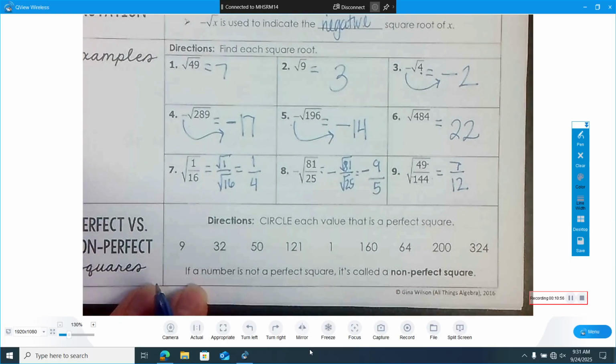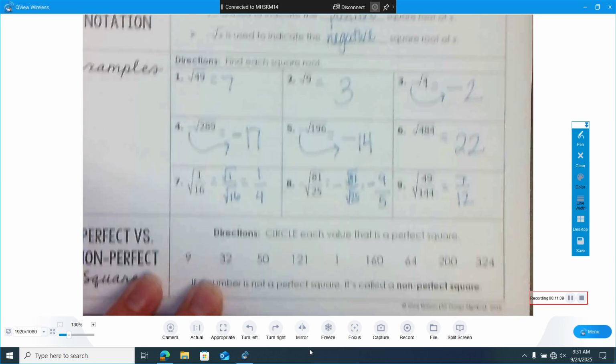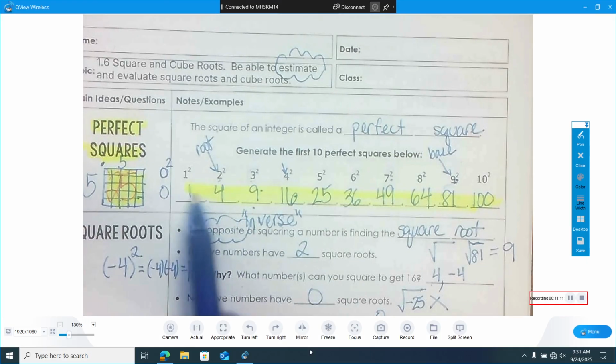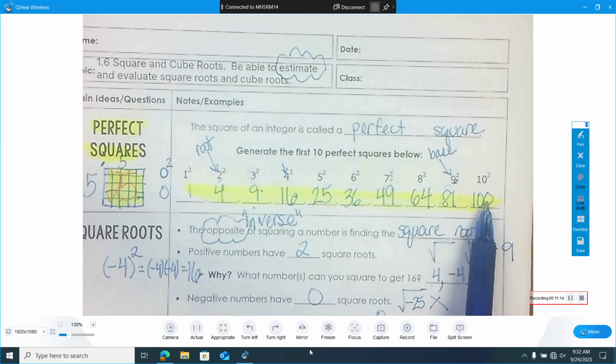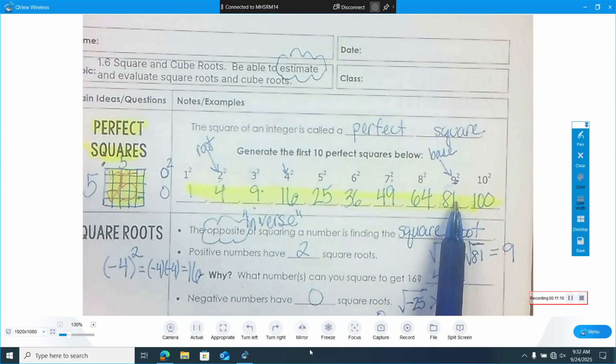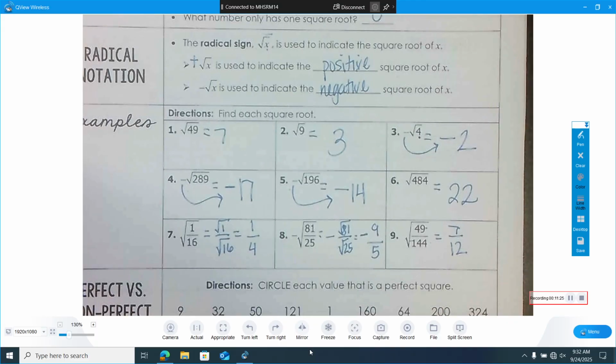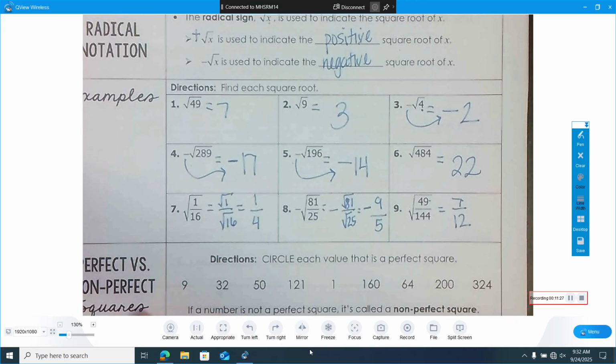All right. Perfect versus non-perfect squares. Circle each value that is a perfect square. Will you take a second and go ahead and circle all the perfect square numbers? Is it just like the same number? Yeah, so for 49, it is a perfect square. So yeah, all these in yellow are perfect squares. And of course, this list goes on forever. It goes on a long ways, right? We don't have the whole list. Let's see. I'm going to give you 15 more seconds.